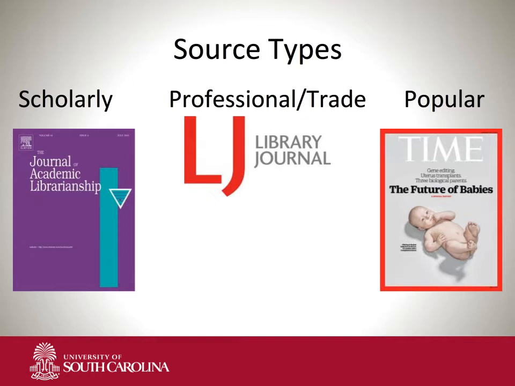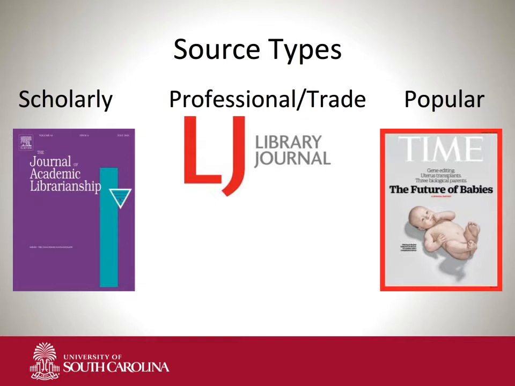Professional or trade publications are not subjected to the peer review process, though depending on the quality of the publication, will go through a varying level of editorial review. These publications are mostly geared toward readers in a particular field or occupation and are usually meant to help inform and update those readers about trends and movements within a given field. Library Journal, for example, a trade publication that specifically targets librarians and library professionals, is a good example of a trade publication.